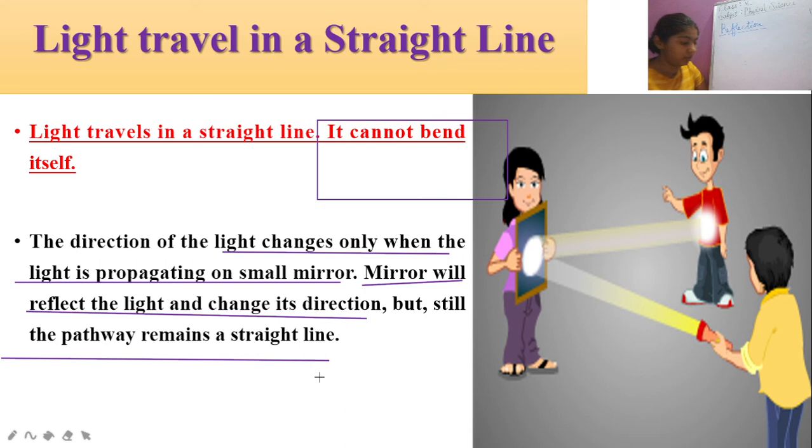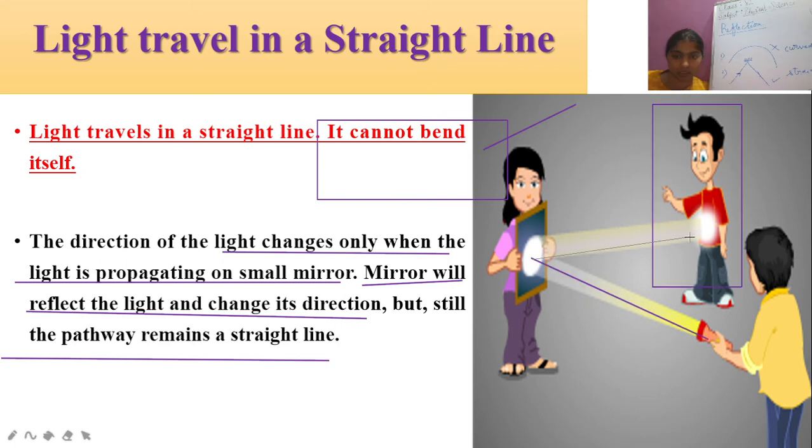So these are the three students, as we saw before. They are doing an activity where you can see here light is being reflected, and the light goes from one person to another. Let me draw here, then it reaches that person. So that way you can change its direction, but you cannot change the path. It remains the same.